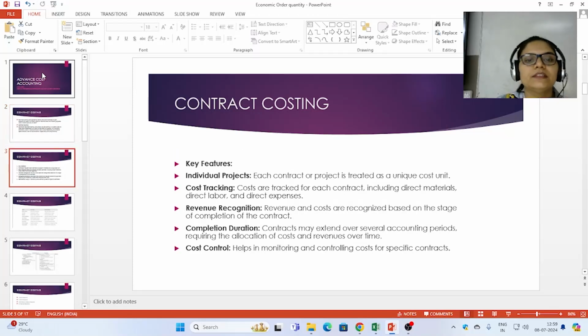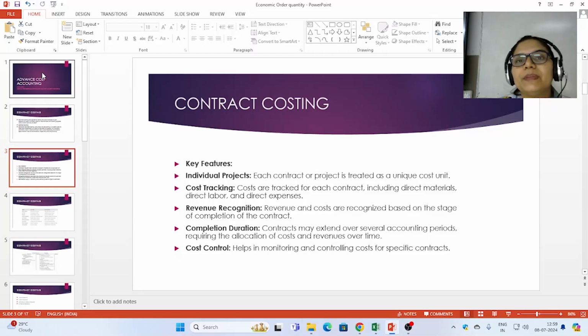Next, what are the key features? Individual project: each contract or project is treated as a unique cost unit. This means the work on a contract is performed at a contract site which is separate from the place of the contractor. So each contract or project has certain costs associated with it. Cost tracking: costs are tracked for each contract, including direct material, direct labor, and direct expenses.